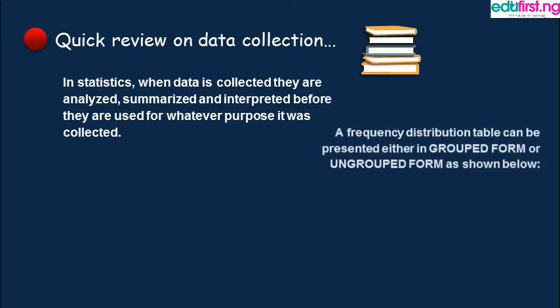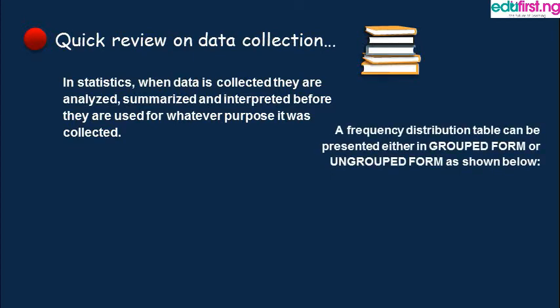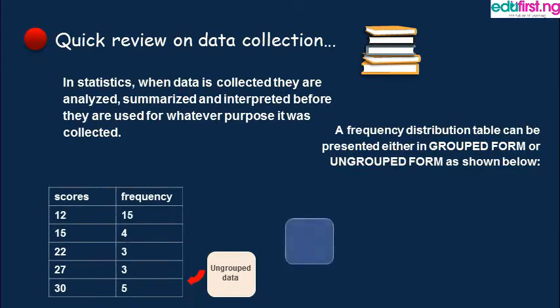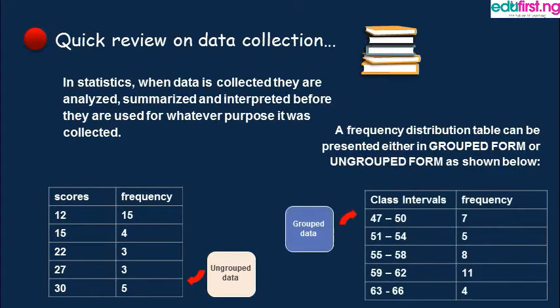So a frequency distribution table is one of the forms in which data can be presented. A frequency distribution table is either presented in grouped form or ungrouped form. So below we have two tables, the ungrouped data and the grouped data. The one on the left, which has scores and frequency column, is ungrouped data. This type of data representation is used when we have a few number of data to analyze, when we have a limited number of data to analyze.